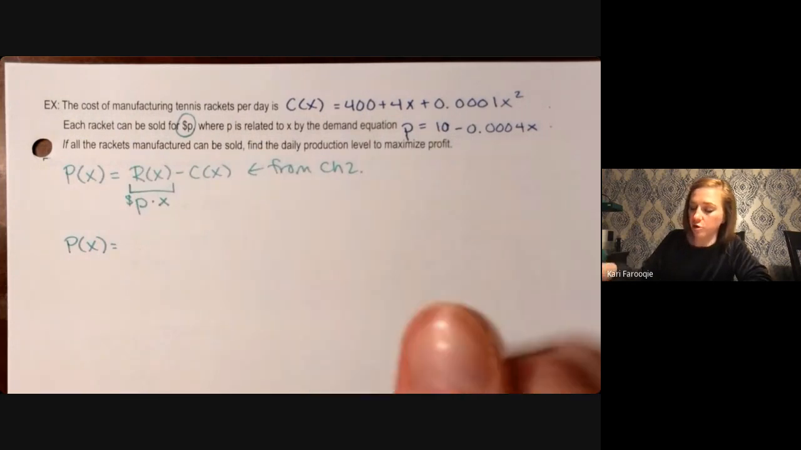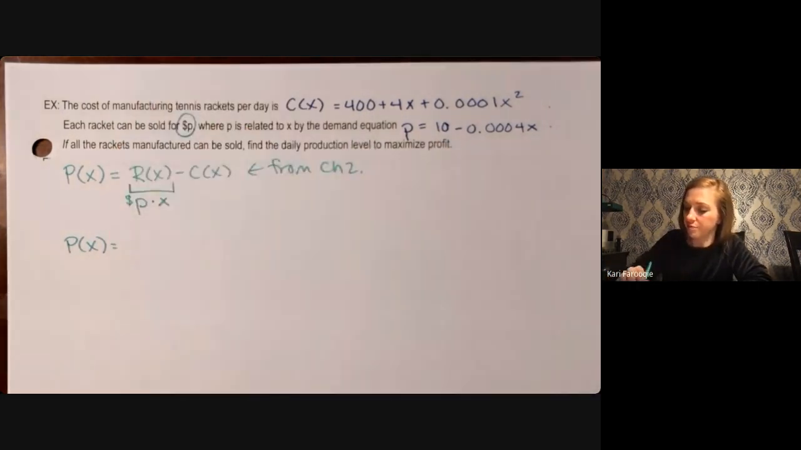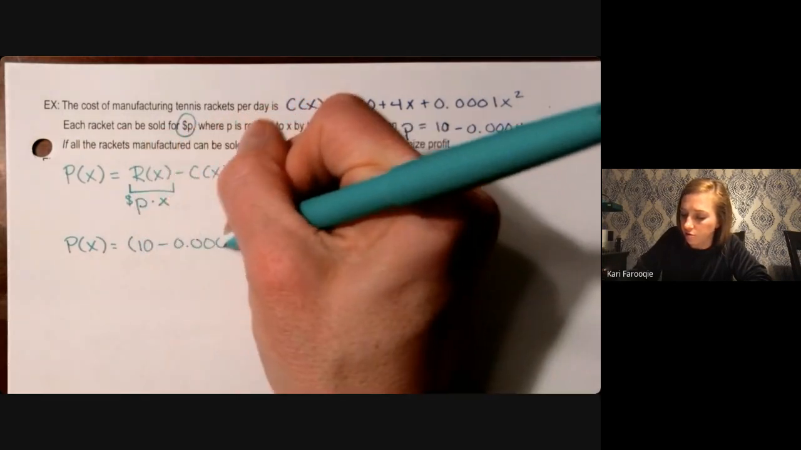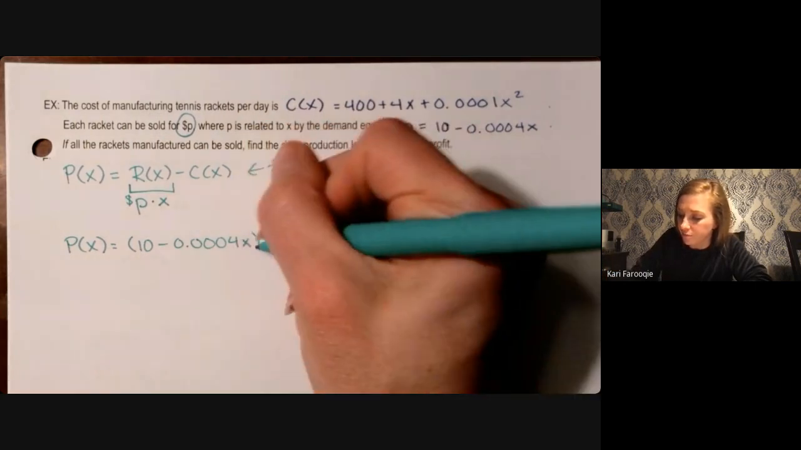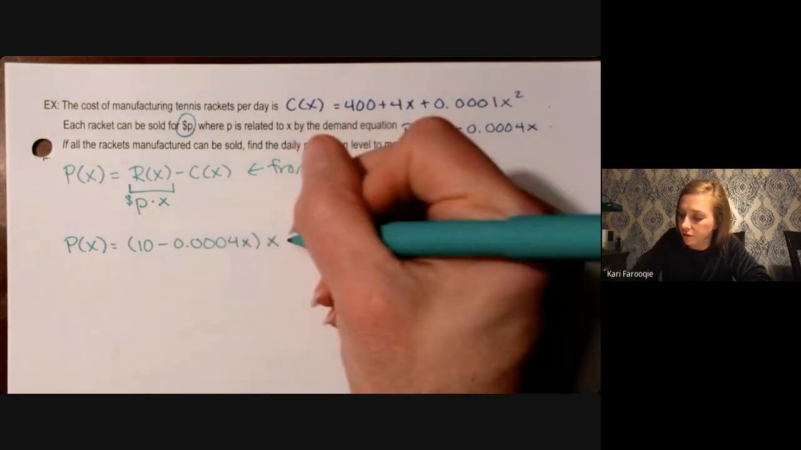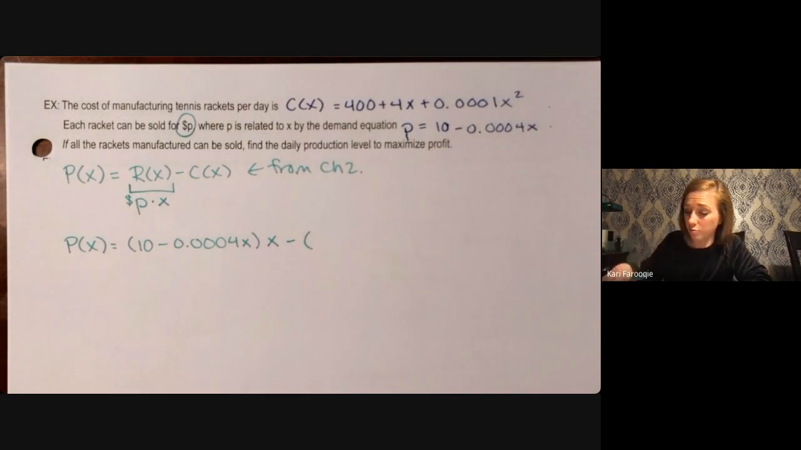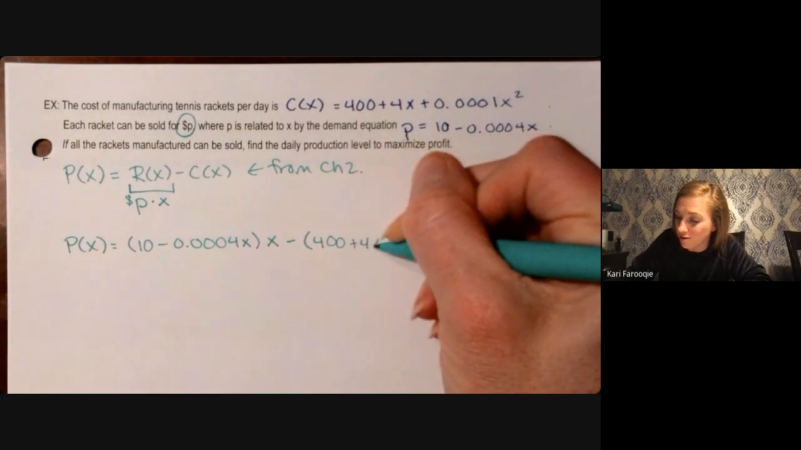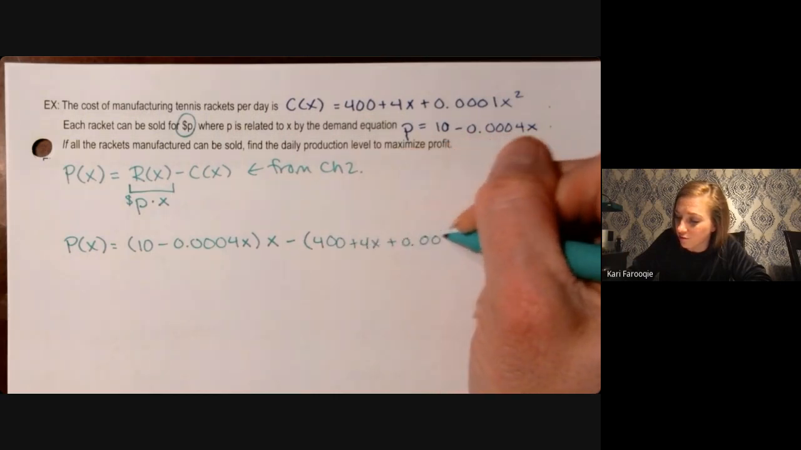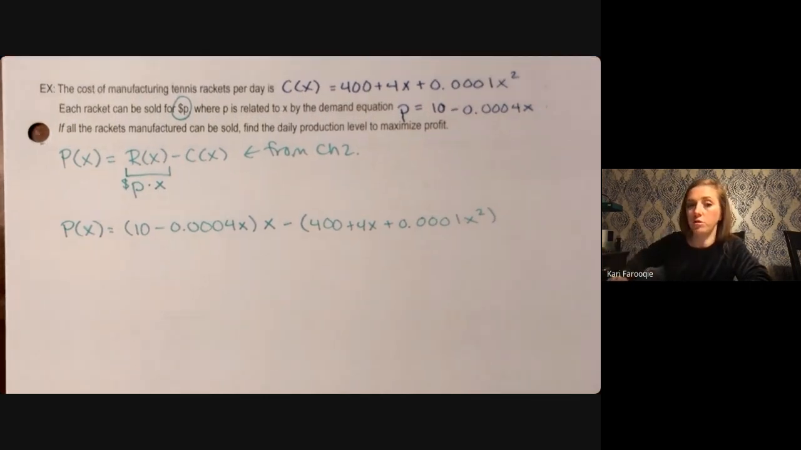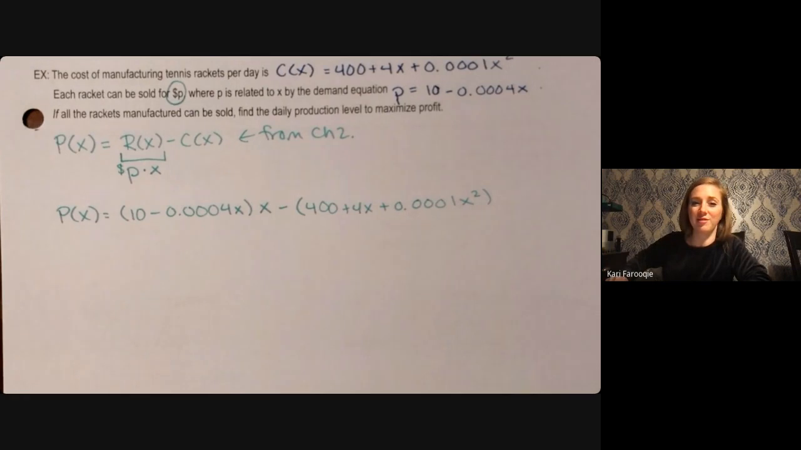So P of X is going to be this price function, 10 minus 0.0004x, times X. If you wanted to do it in the other order for your distribution, that might have made more sense to you. That's fine. Minus the cost function. I'm going to have to distribute this minus sign into the parentheses, so I'm going to make sure I remember to put my parentheses on this function, 0.0001x squared. And I'm going to simplify to get a simplified profit function because you know where we're going with this, the derivative.